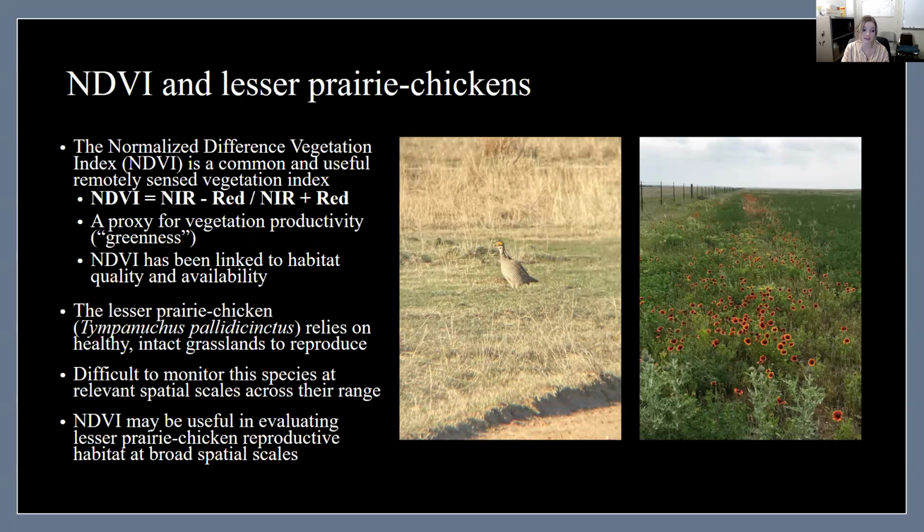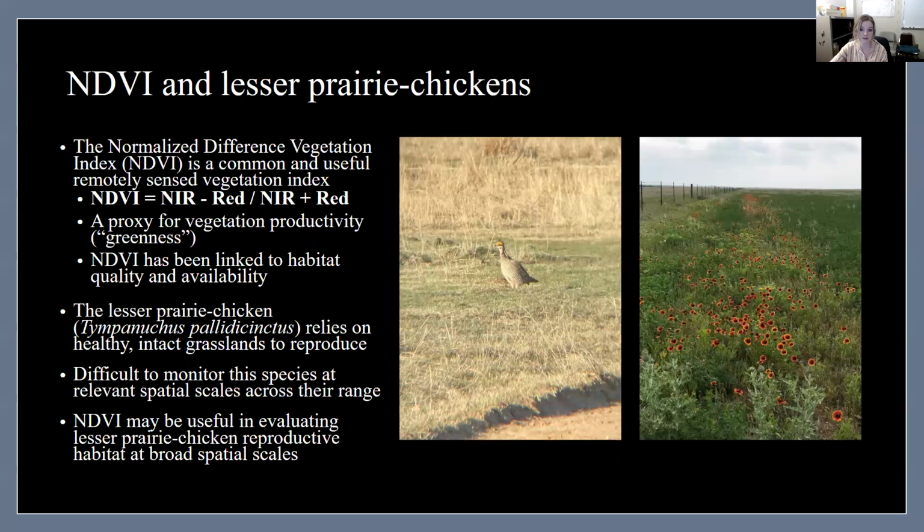This is a remotely sensed index that measures the difference between the amount of near-infrared and red light being reflected off of living vegetation. And this equation can be seen right here. NDVI is often used as a proxy for vegetation productivity or greenness, but it can also tell us a lot about the health and vigor of living vegetation. Now, NDVI has been used in ecological studies for many decades and has been linked to habitat quality and availability for a number of species.